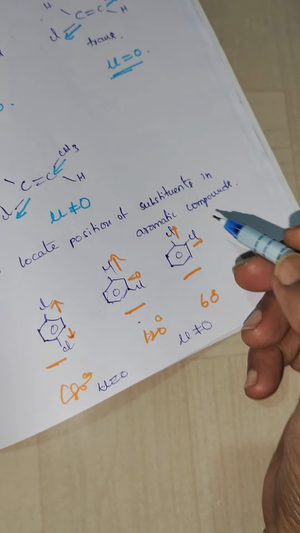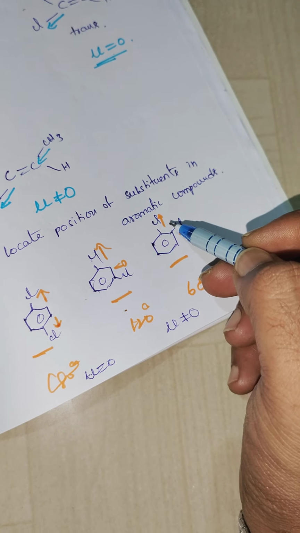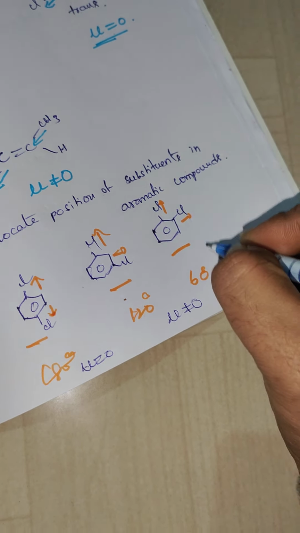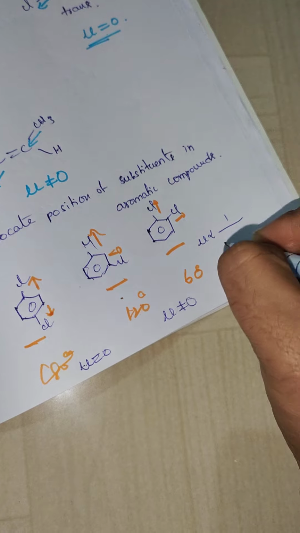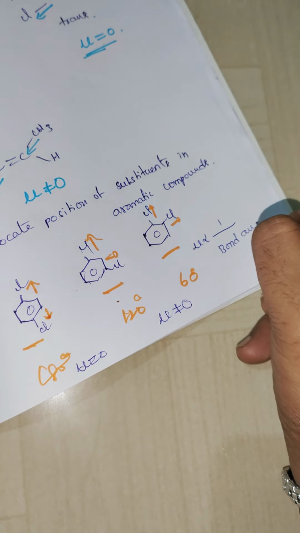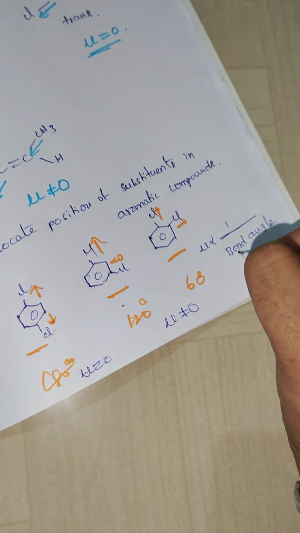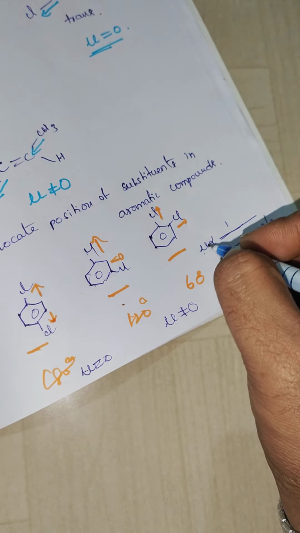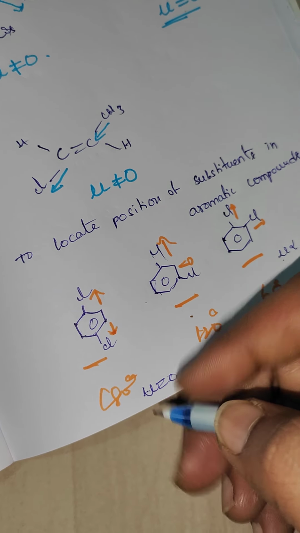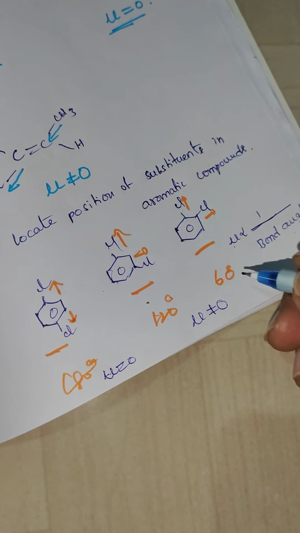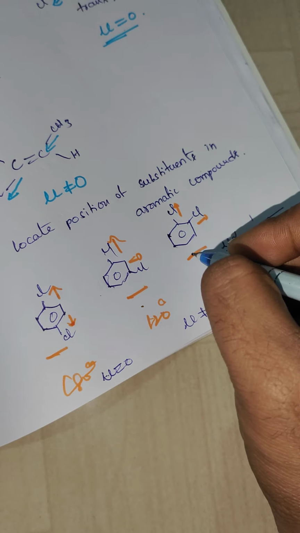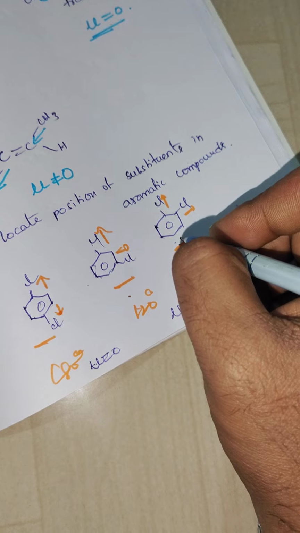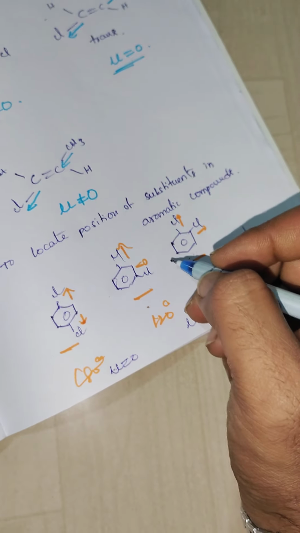As the angle between the substituents decreases, the value of mu increases. That means dipole moment is inversely proportional to the bond angle. If the bond angle is less, the dipole moment is highest. If the bond angle is more, the dipole moment is less. Here the bond angle is 180, so zero dipole moment. Here 120, 60. Among meta and ortho, which one has the highest dipole moment? Ortho has the highest dipole moment.